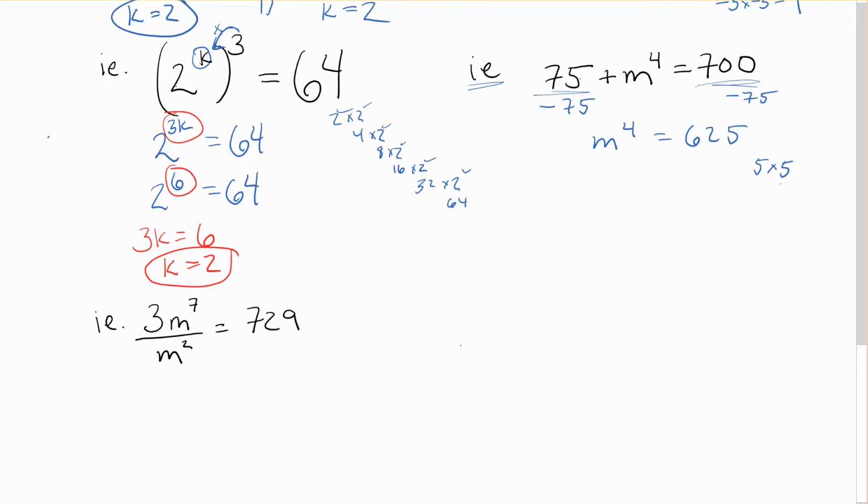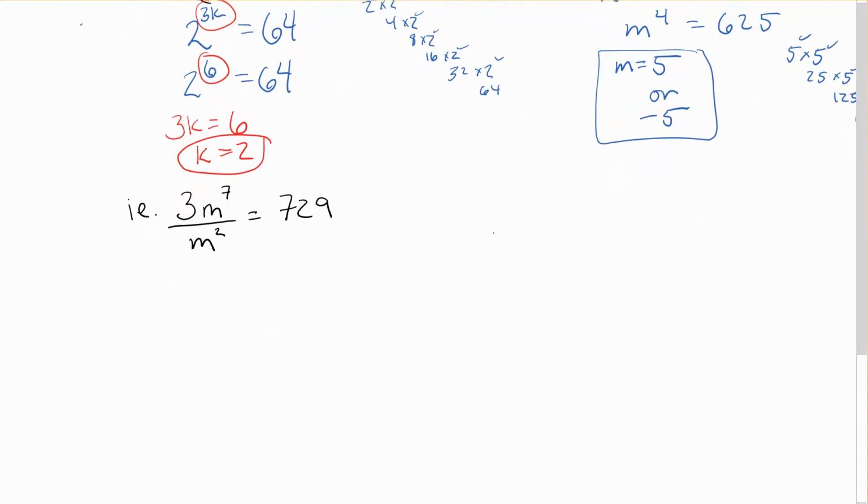5 times 5 is 25, times 5 is 125, times 5 is 625. Okay, that was 1, 2, 3, 4 5s. So I know that m is going to be equal to 5. And again, is there another possible solution here? Yes, there is, because that is an even power. So we can say 5 or negative 5 as our final answer.